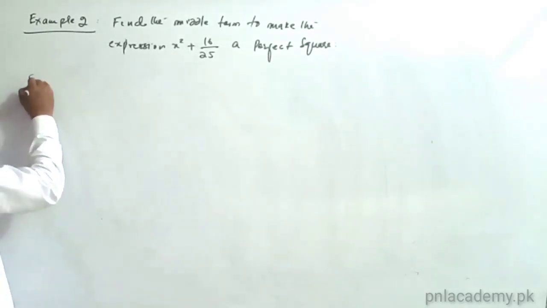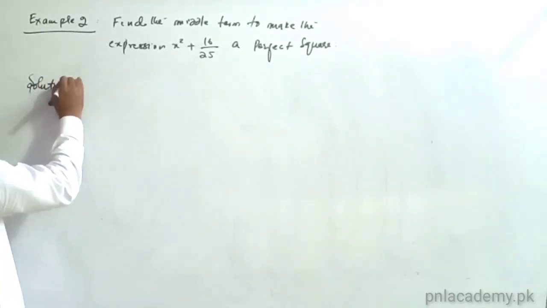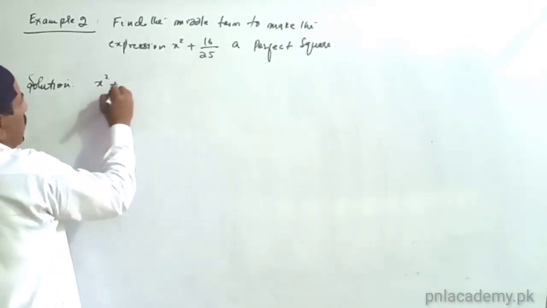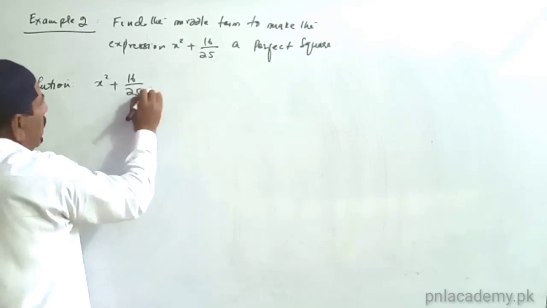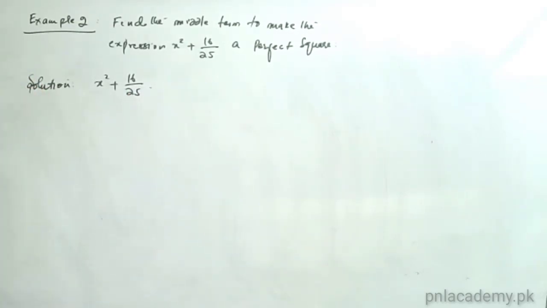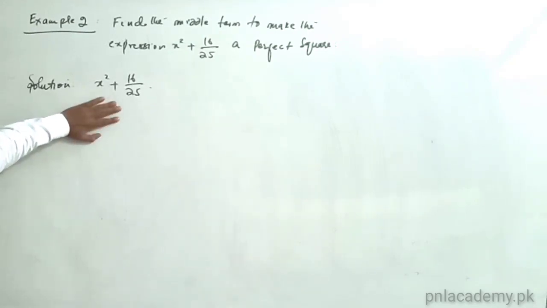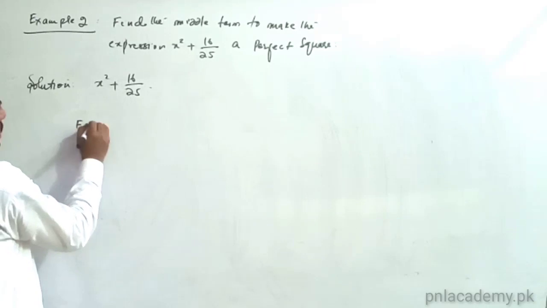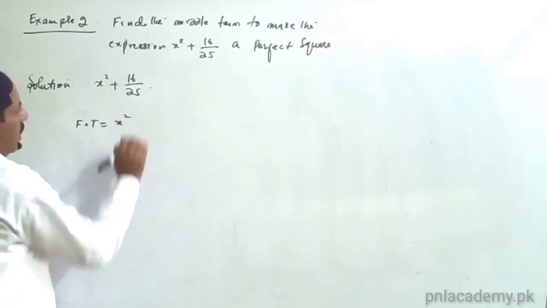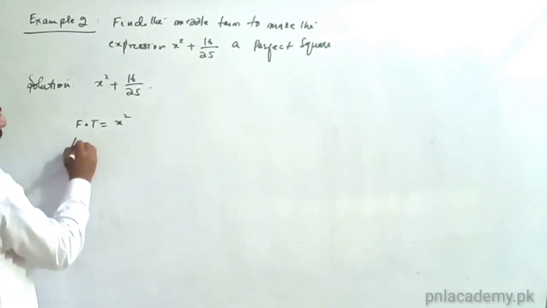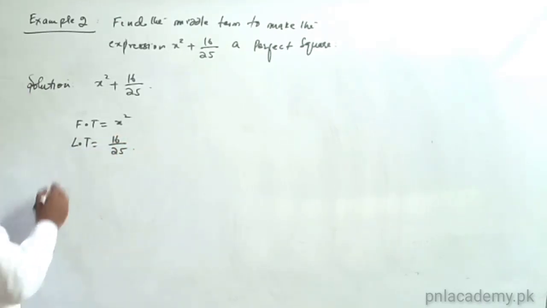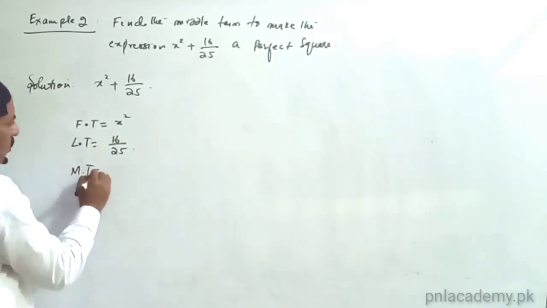Okay, this is the solution. x square plus 16 upon 25. After observing it, it's clear that the first term is given and the last term is given. So here the first term is equal to x square. The last term is equal to 16 upon 25. The middle term we have to find.